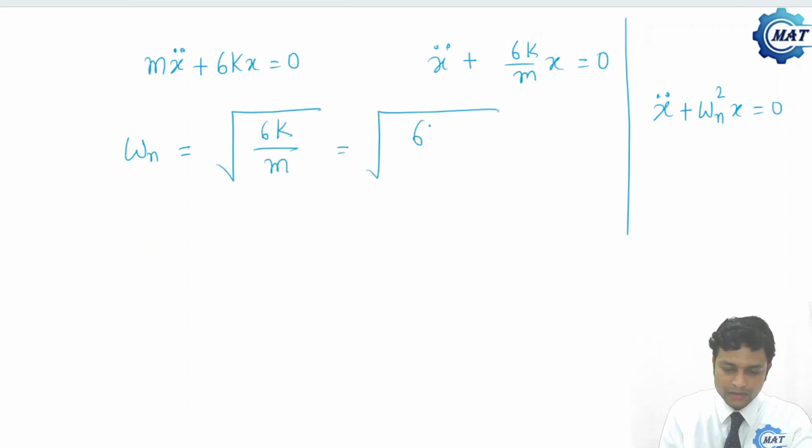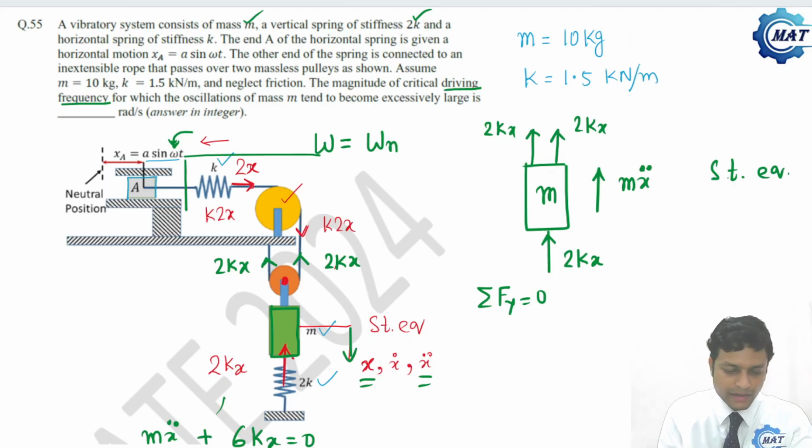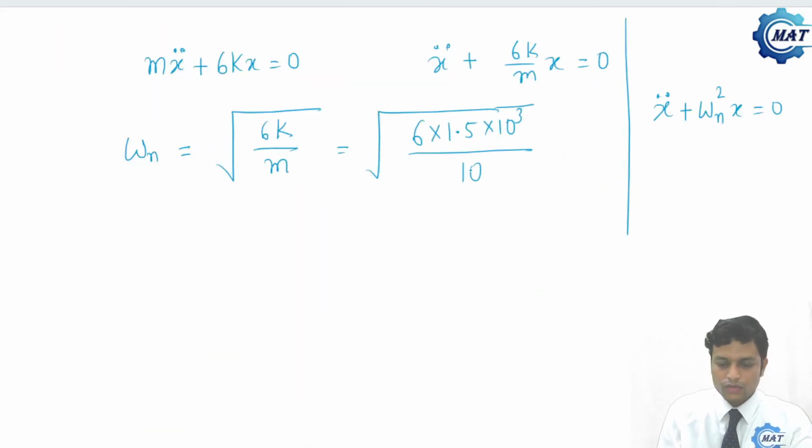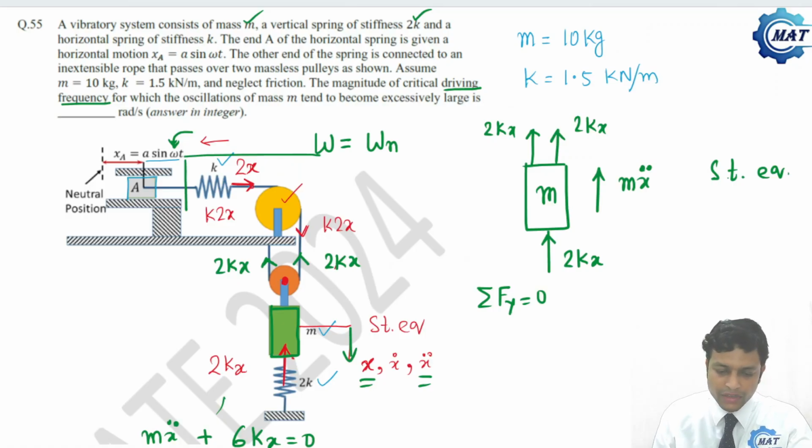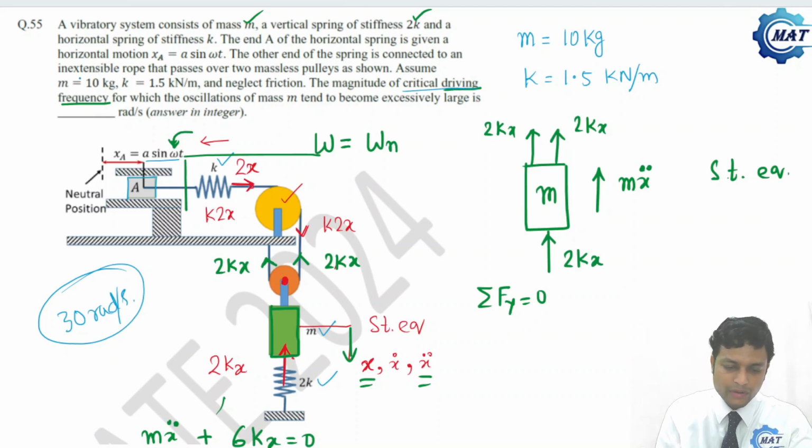That is root over 6 into 1.5 into 10 to the power 3 kilonewton per meter divided by mass, which is given 10 kg. So 9000 by 10 is root 900, that is 30 radian per second. Okay, so natural frequency of the system is 30 radian per second. So exciting frequency, that is critical driving frequency, omega, must be this value, that is omega should be equal to omega n, that is the answer is 30 radian per second. Okay, we have solved this.